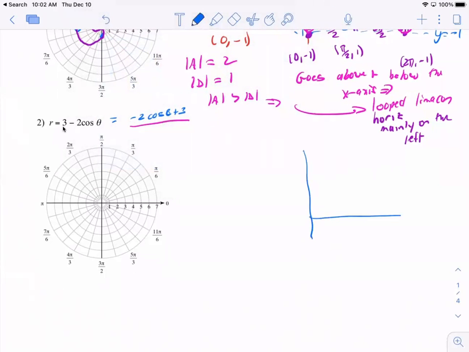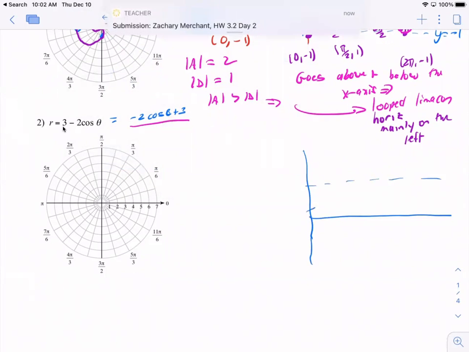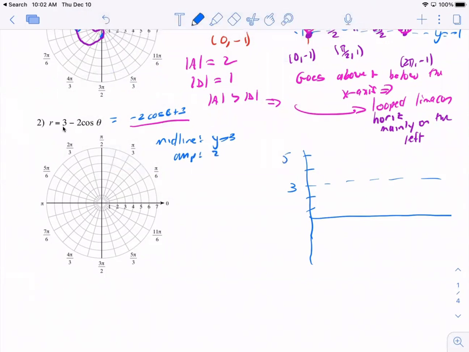The midline is y equals 3, and the amplitude is 2. For the amplitude, you draw a line at y equals 5 and a line at y equals 1. We go up 2 and down 2 from the midline. Then it's cosine, but it's negative, so you want to start at a minimum, which would be 0, 1.